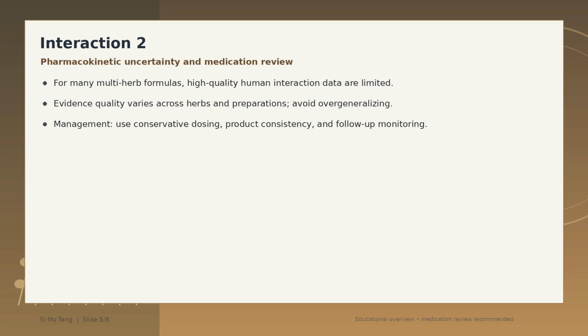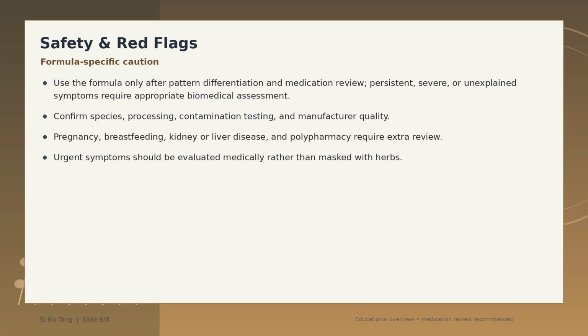The quality of evidence for herb-drug interactions ranges from pharmacology and case reports to controlled human data, and that evidence is uneven. Therefore, distinguish a proven contraindication from a plausible additive effect, and use monitoring where the uncertainty is clinically meaningful. Safety summary. Use the formula only after pattern differentiation and medication review. Persistent, severe, or unexplained symptoms require appropriate biomedical assessment.